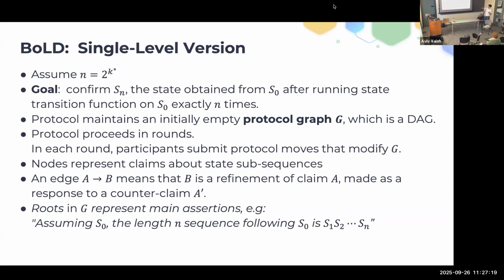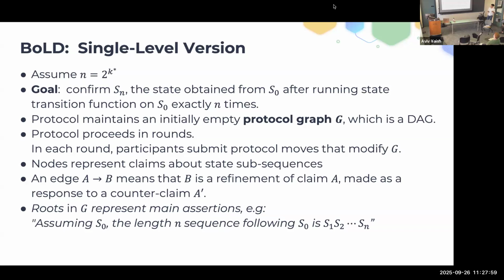And again, the goal is to confirm the last state Sn, which is, again, I emphasize, deterministic from S0 after executing n steps of the state transition function. The protocol will maintain an initially empty protocol graph G, which is going to be a DAG, so a directed graph without cycles. The protocol will proceed in rounds, and in each round, the participants can submit protocol moves, which will see the state of the graph before and then submit in each round. And these protocol moves will essentially modify this graph.